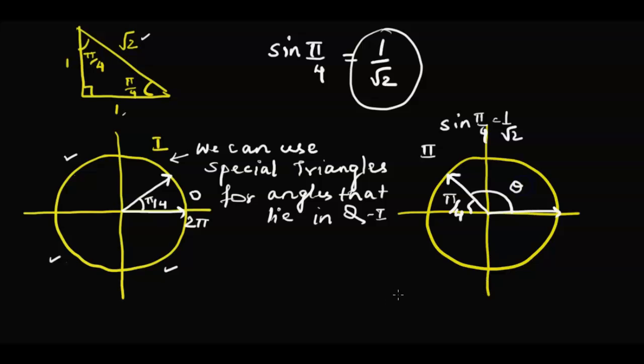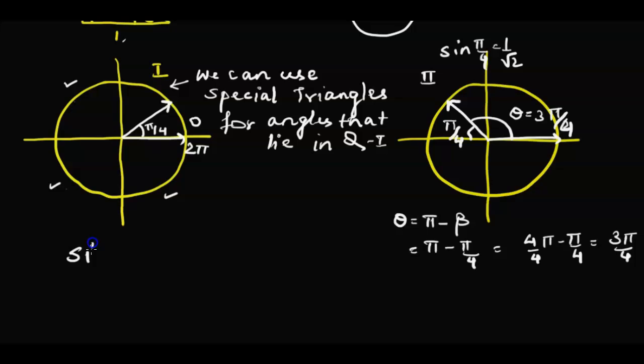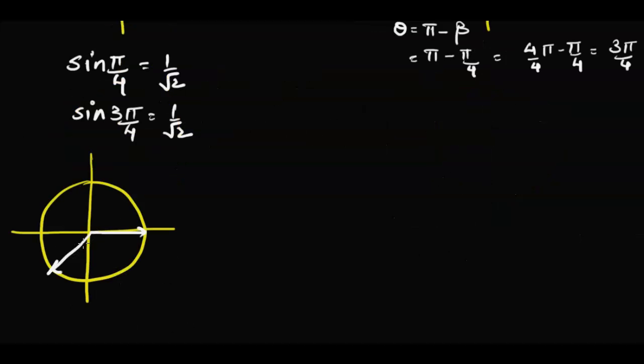So will be the sine ratio of its corresponding theta, or the principal angle. In the second quadrant, we know theta is equal to pi minus beta, and beta here is pi by 4. We make the denominators common and we get theta as 3 pi by 4. So remember, sine pi by 4 is 1 by root 2, so is sine 3 pi by 4, because 3 pi by 4 gives us the same related acute angle.